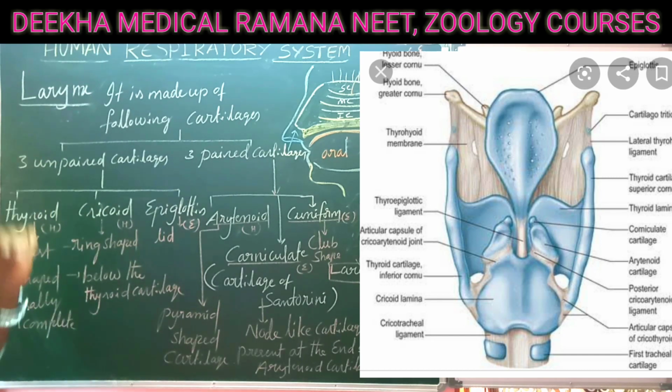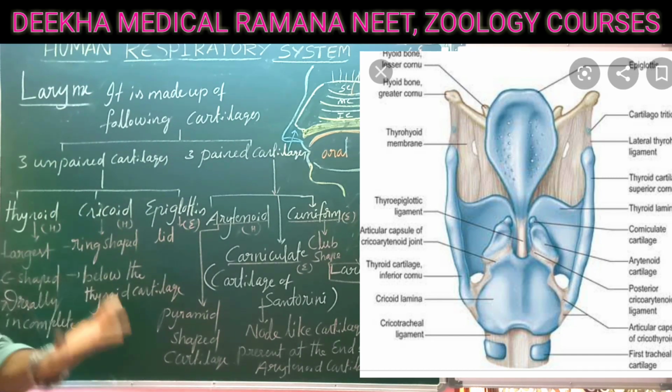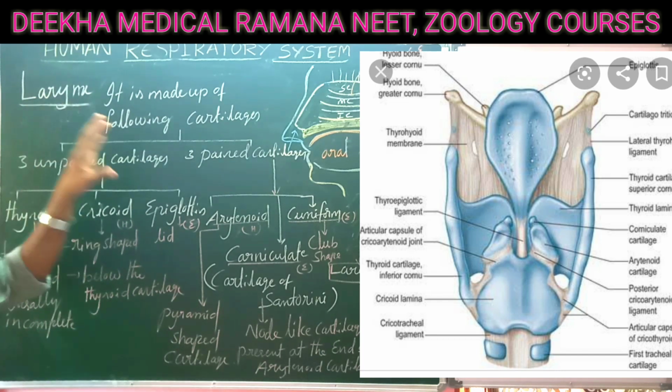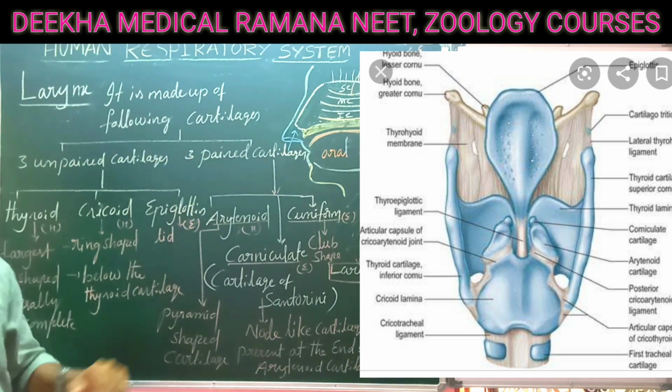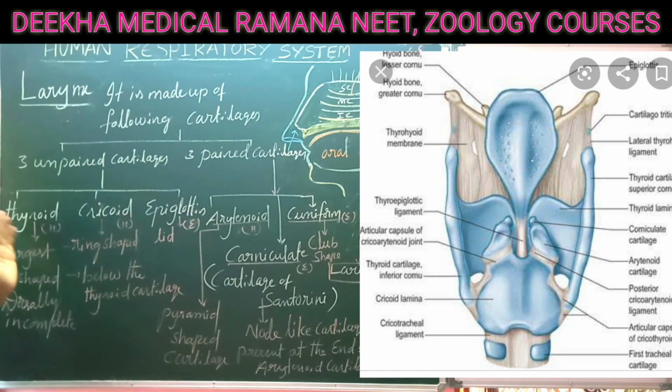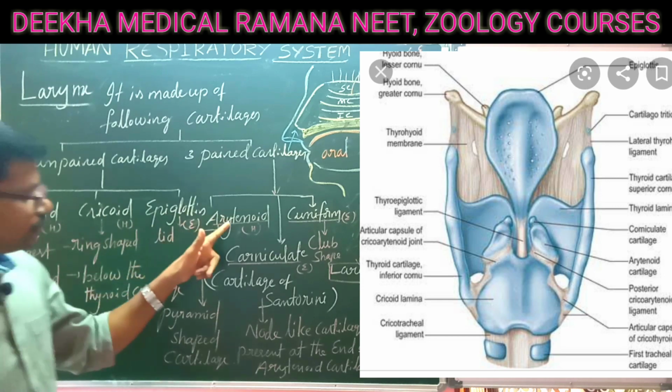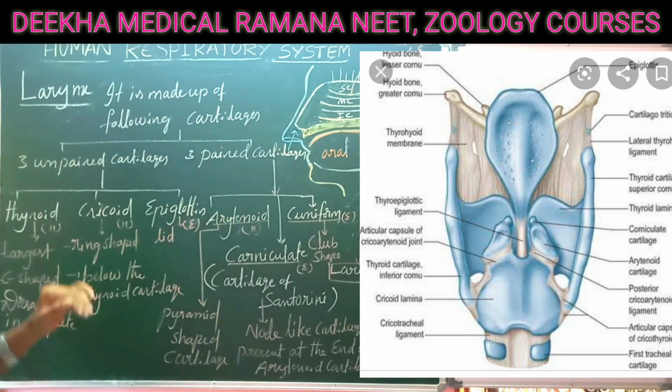Larynx is also known as voice box or sound box because it produces sound, right? The larynx is supported by 9 cartilages. There are 3 unpaired cartilages and 3 paired cartilages. Total cartilages are 9. 1, 2, 3. 2 plus 2 plus 2. Total 9 cartilages are there. These following cartilages we have written here.